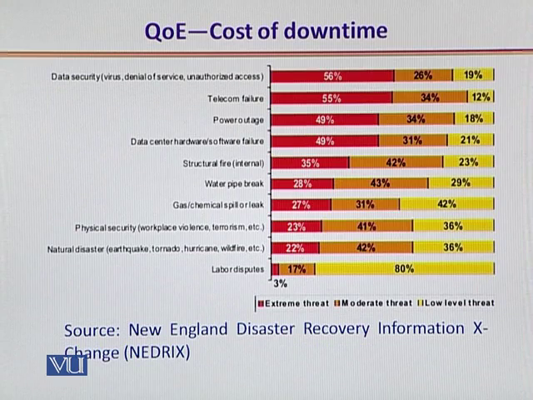Similarly, from New England Disaster Recovery Information Exchange, we see that the failures which make the system unavailable have different levels of threat which they pose to an organization's profitability. You see that the red color is extreme threat, the orange one is no dire threat, and the yellow one is low-level threat. We see that the security, telecom failures, power outages, etc. have a significant threat to the overall profitability of an organization.